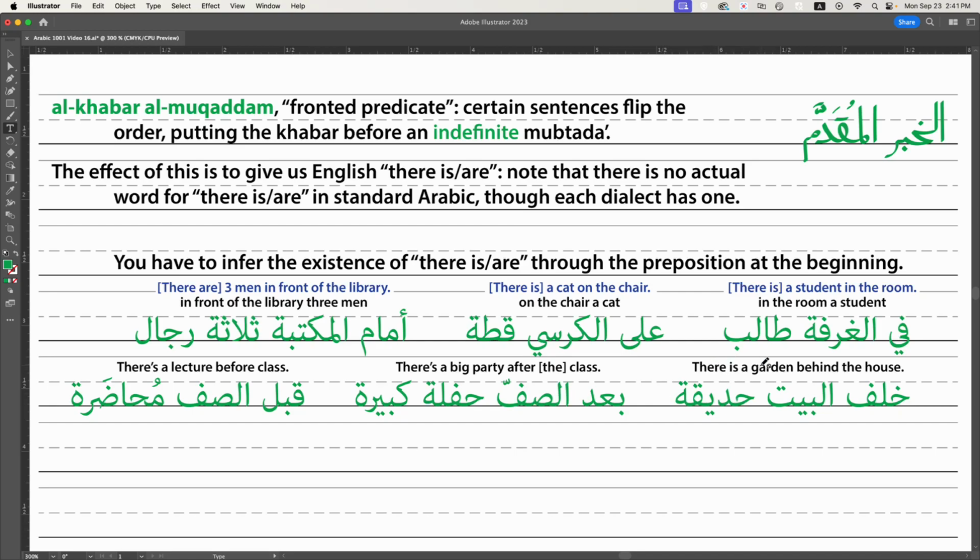So if we just translate these directly, what we'll wind up with is behind the house is a garden. And we're going to say in English, and I've taken the brackets out here, there is a garden behind the house, or there's a big party after class, or after the class, we say in Arabic. There's a lecture before class.